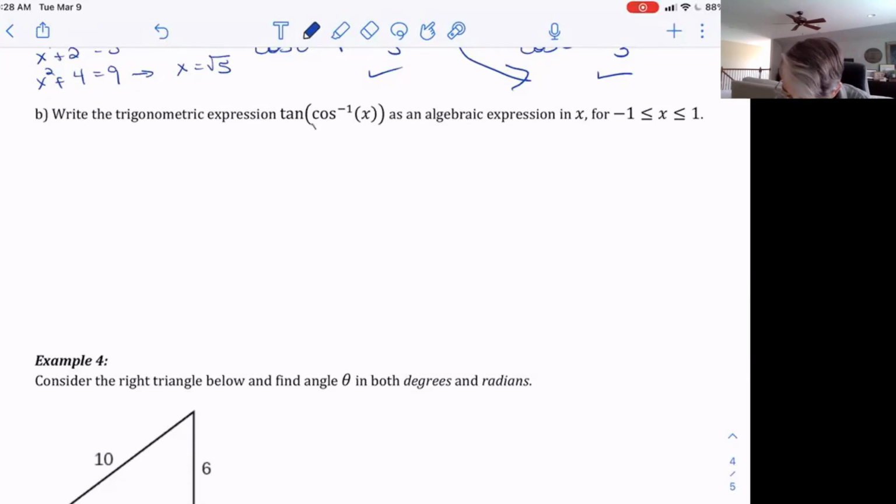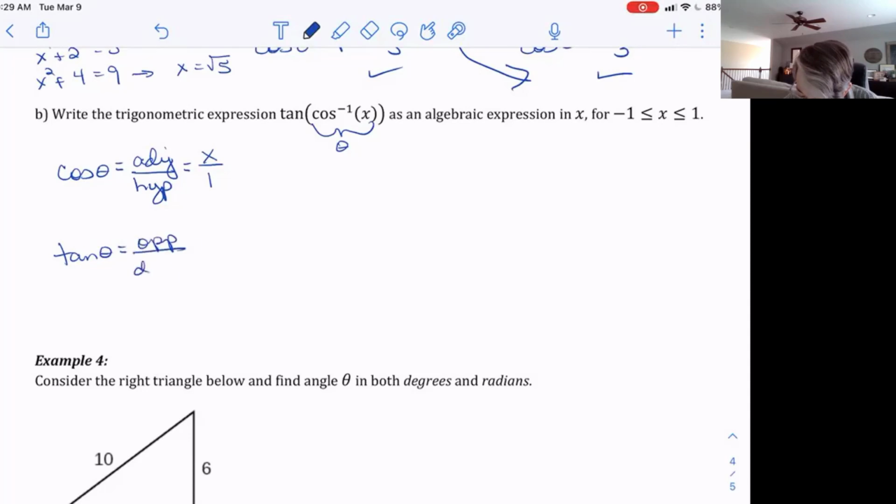Well, remember, this cosine inverse is still representing some angle. And cosine of theta would be your adjacent over your hypotenuse if you're using right triangle trig. So we can write that as x over 1, as that ratio. Tangent of theta is opposite over adjacent. Well, we know the adjacent is x. We just have to figure out what the opposite side is.